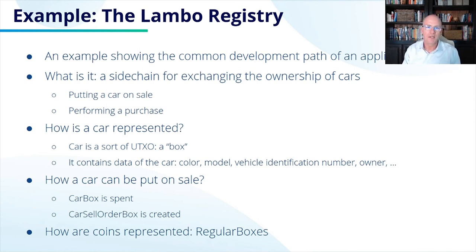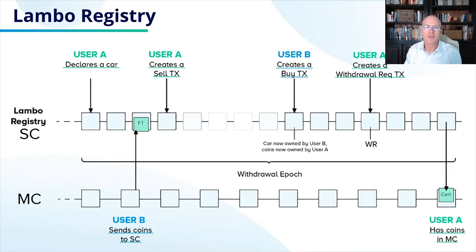And a car is represented as sort of a UTXO, or a transaction output. And it contains much more than the VIN, of course, whatever you'd put in a car registry. And the coins are represented by different boxes on the chain. So here, this is a very similar drawing to the one we showed before, but this is specifically for the Lambo registry, using the interface to the sidechain application. So there's going to be special application interfaces for the sidechains.